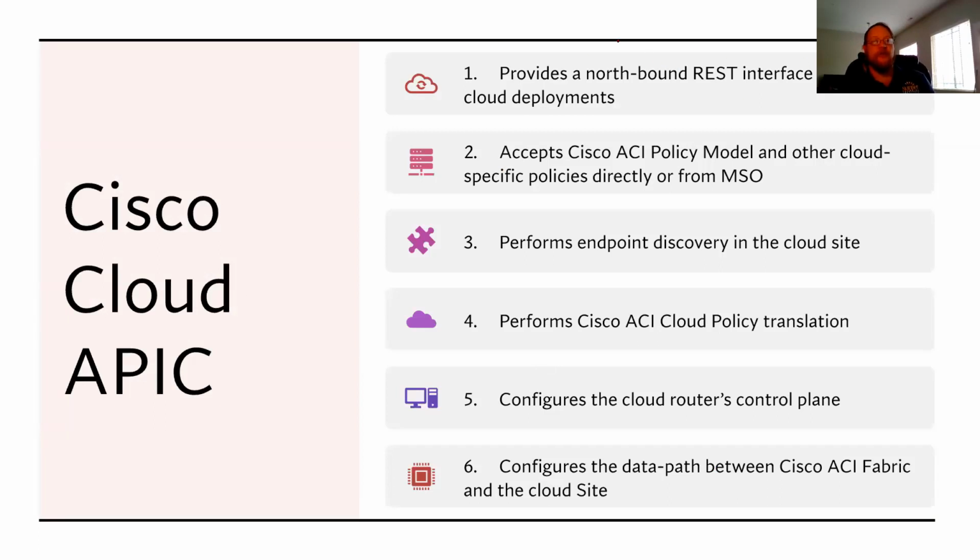So the first thing we're going to do is the Cloud APIC is going to provide that northbound REST interface to configure your cloud deployments. The northbound REST, or representational state transfer, interface is really the communication path up to the multi-site orchestrator. Once you get that implemented, the APIC will accept the policies from the multi-site orchestrator.